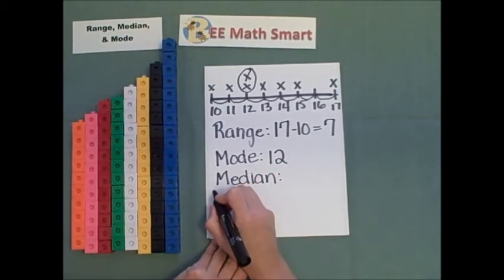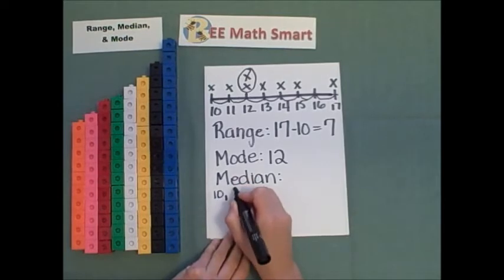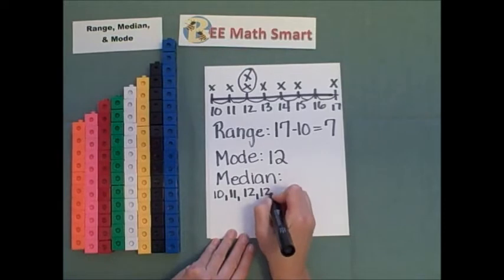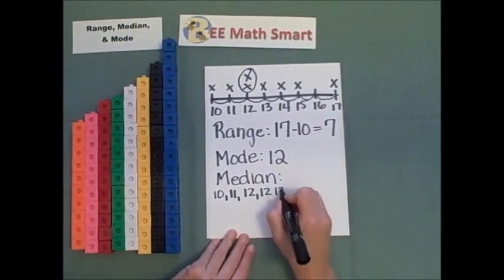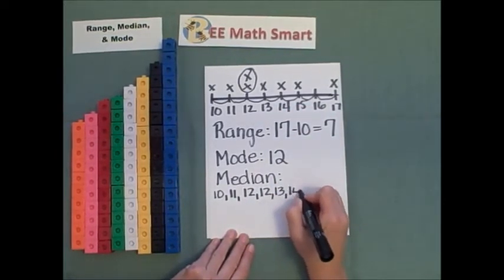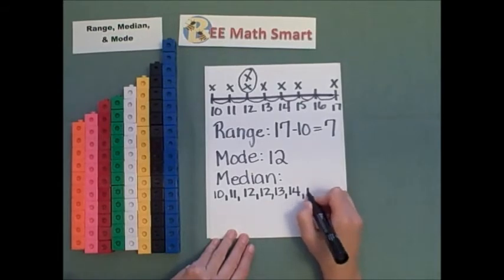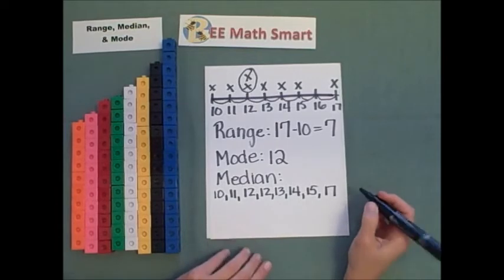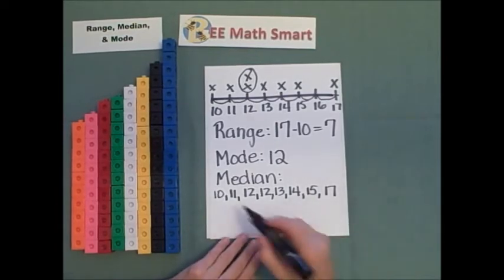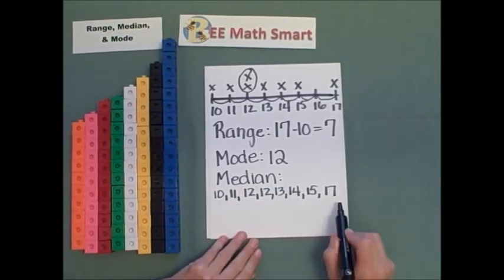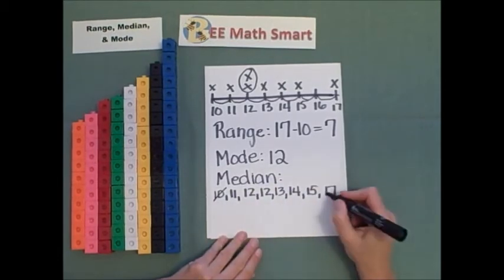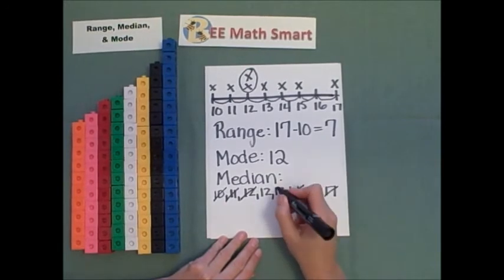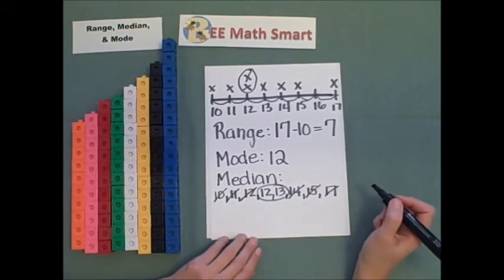Remember, put your data in order. I'm going to write a little smaller this time. 10, 11, two 12s, 13, 14, 15, no 16s, and 17. And now I'm going to go from side to side, now that I have my data in order from least to greatest. Cross this one out, cross that one out, cross this one, cross that one, cross this one, cross that one. And now I have 2 middle numbers.